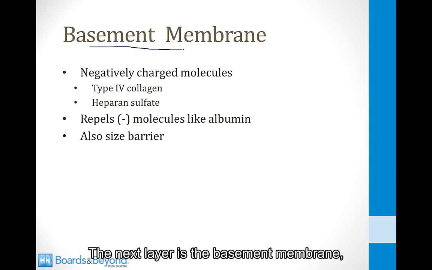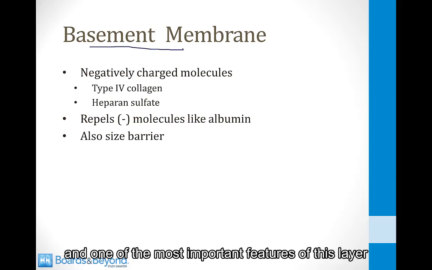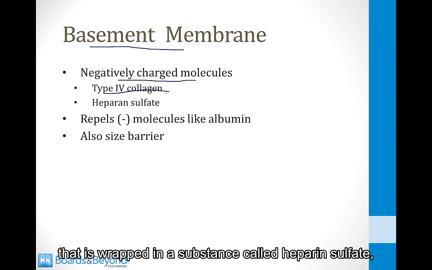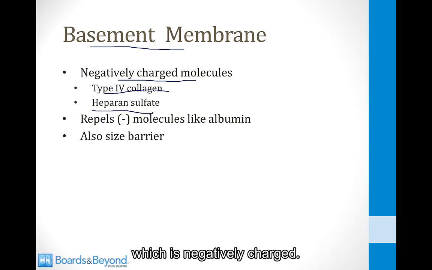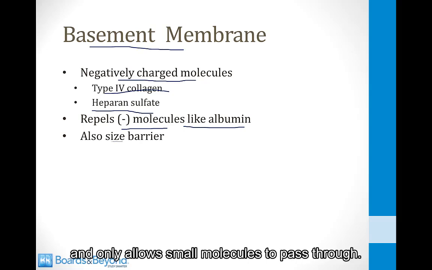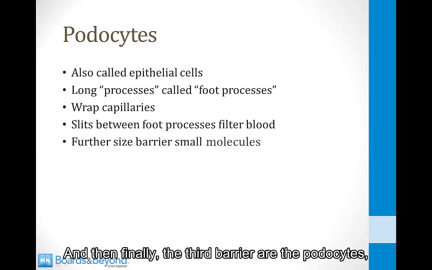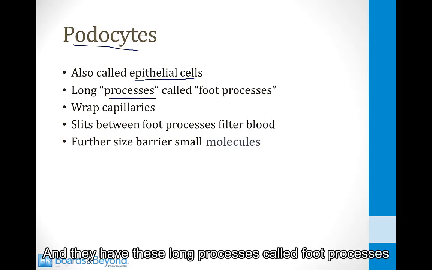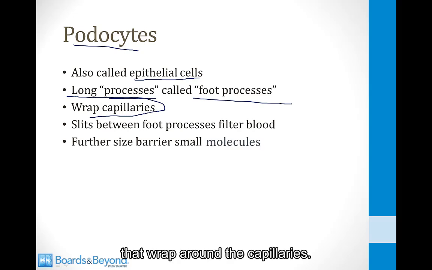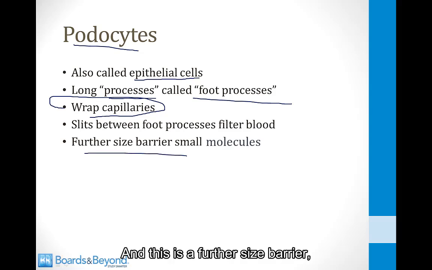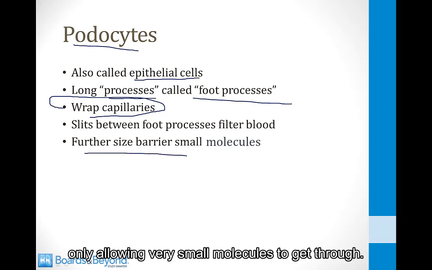The next layer is the basement membrane, and one of the most important features of this layer is that it is made up of negatively charged molecules. It contains type 4 collagen that is wrapped in a substance called heparan sulfate, which is negatively charged. As a result, the basement membrane repels negatively charged molecules like albumin. It also serves as a size barrier and only allows small molecules to pass through. And then finally, the third barrier are the podocytes, which, as I said before, are called epithelial cells. They have these long processes called foot processes that wrap around the capillaries. And the slits between the foot processes act as a filter. This is a further size barrier, only allowing very small molecules to get through.